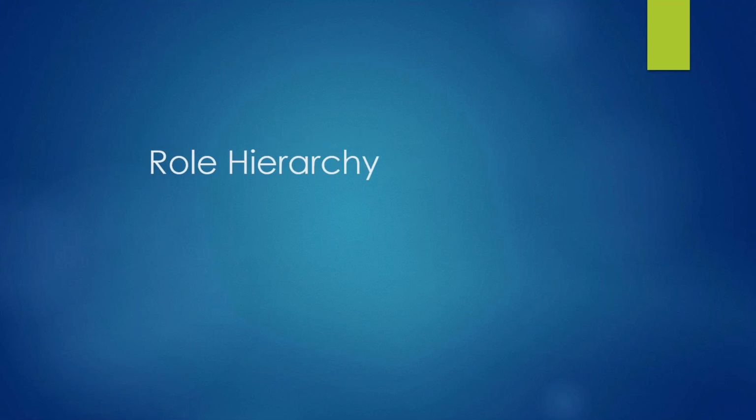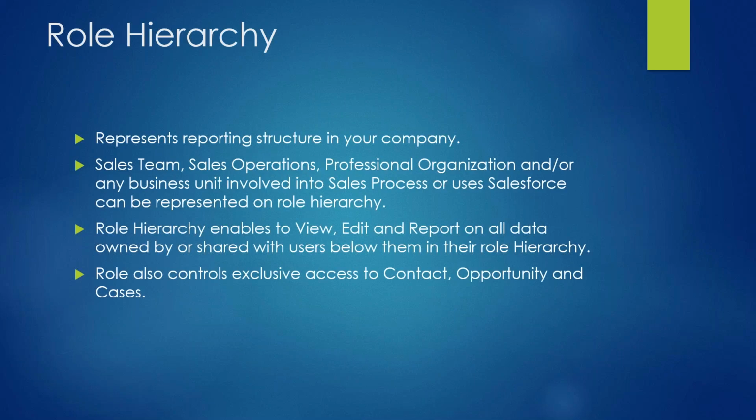Now, role hierarchy. Role hierarchy represents a reporting structure in a company. It can be in any way: it can be organized by sales team, sales operations, or professional organizations. It can be based on the country level or the regional level. What it does is enable users to view, edit, and report on all of the data which is owned by or shared with the users below them in the role hierarchy.